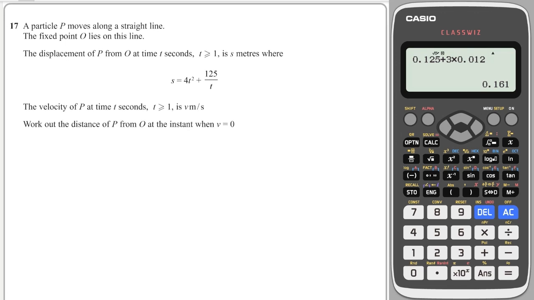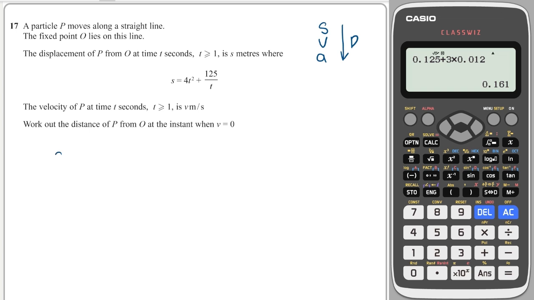Okay, question number 17. We have a particle moving along a straight line and a fixed point O lies on this line. The displacement of P from O at time T seconds is S meters, and we have it given here. Now, whenever I see a question like this, I know I'm going to have to differentiate in order to find our velocity or acceleration, because displacement, velocity, acceleration, and if I differentiate down, I get one after the other.